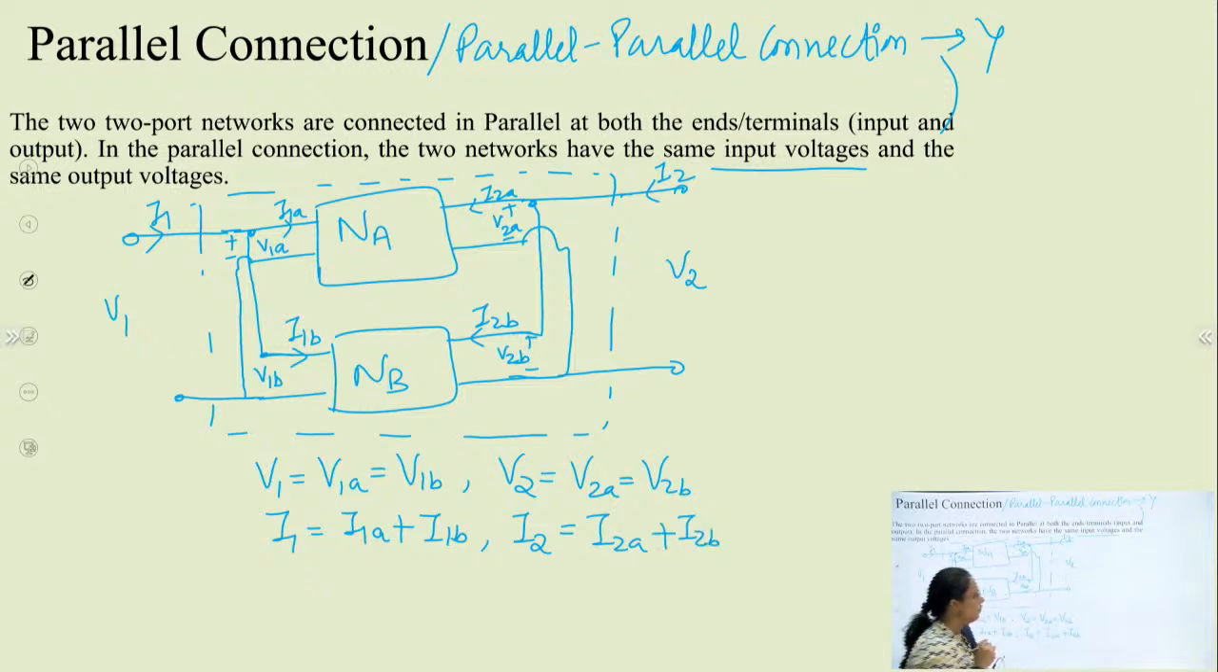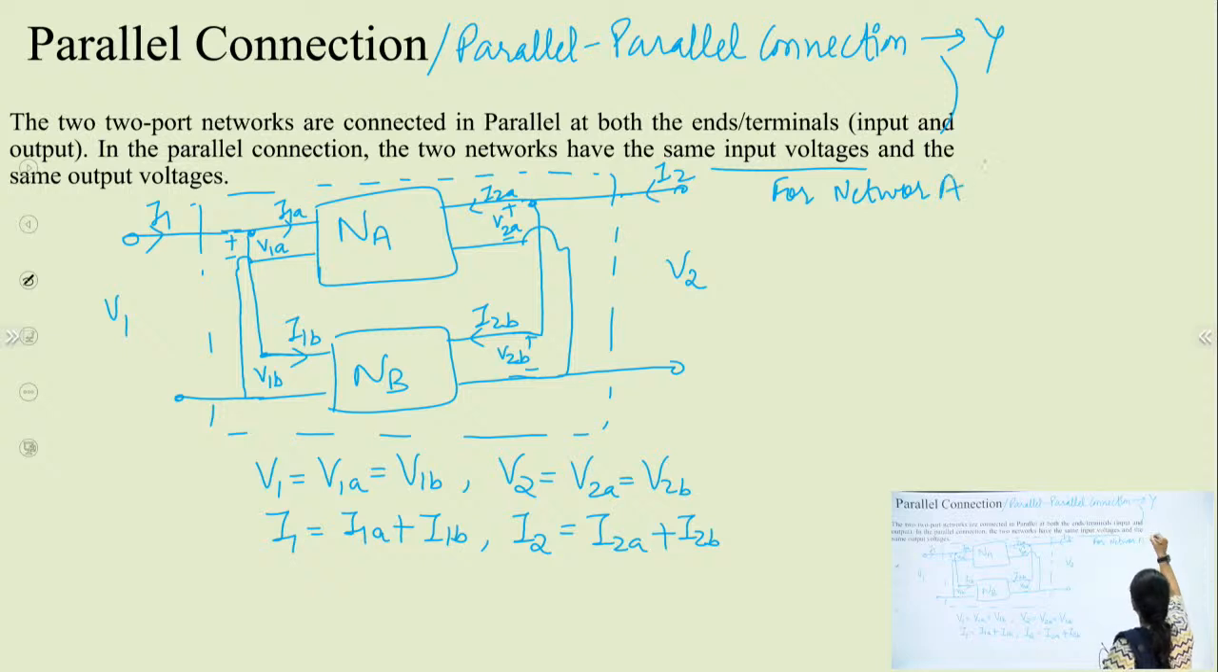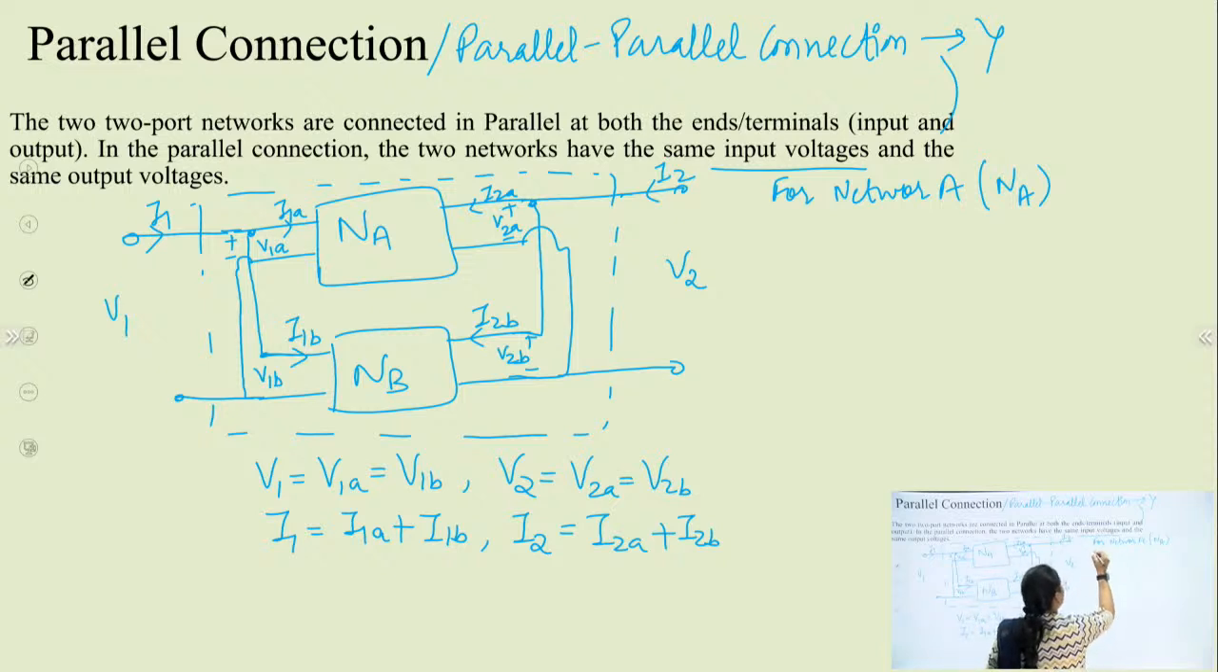Now, similarly, just as we did for the Z parameters, we will write the equations of the parameters in terms of Y parameters for network A as well as for network B. Then we will put these values in those equations and we will get the output, the final result. So I am writing for network A, again using the suffix small a for network A, and suffix small b for network B.